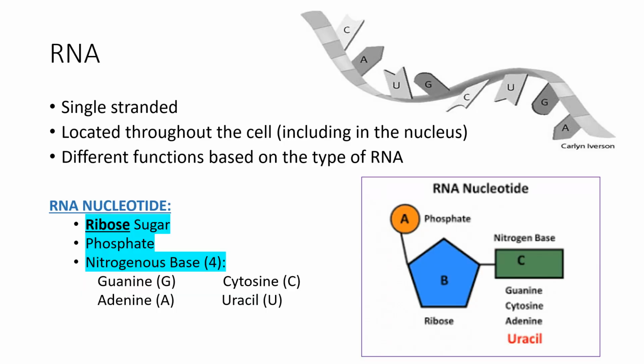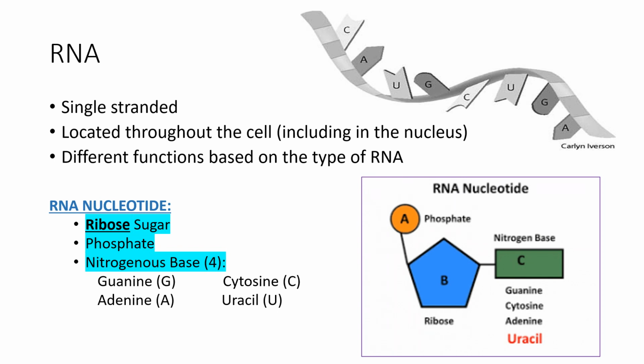Okay, next you have RNA. Which is single-stranded. This is located throughout the entire cell, so you can find this in the nucleus, you can find this in the cytoplasm, all different kinds of functions going on with RNA. So we're not going to get into all the different functions of RNA because there's too many of them, so don't worry about that right now.